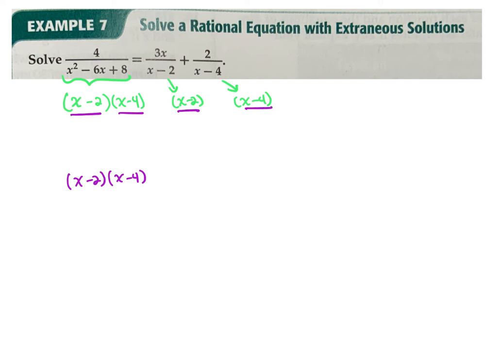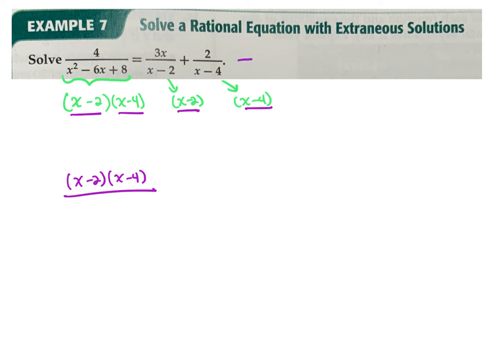If I had a repeated factor, I would have to repeat it. Do you hear me? So not if it's repeated in something else, but if it's repeated in the same term, then I have to list it twice. But if it's in this term and that term, I only have to list it once. Okay, does that make sense? Okay, so this is my common denominator right there. That's my least common denominator.